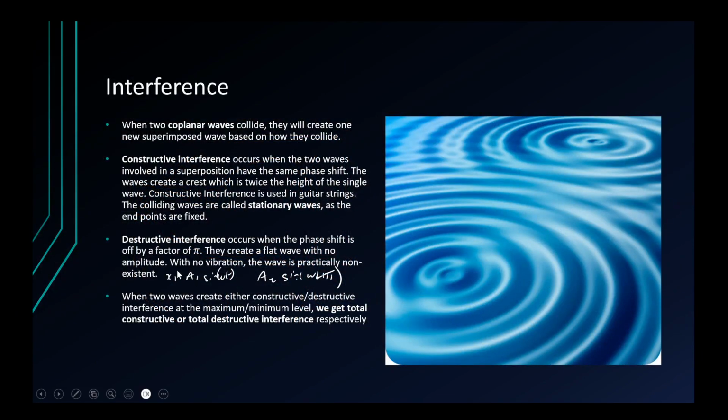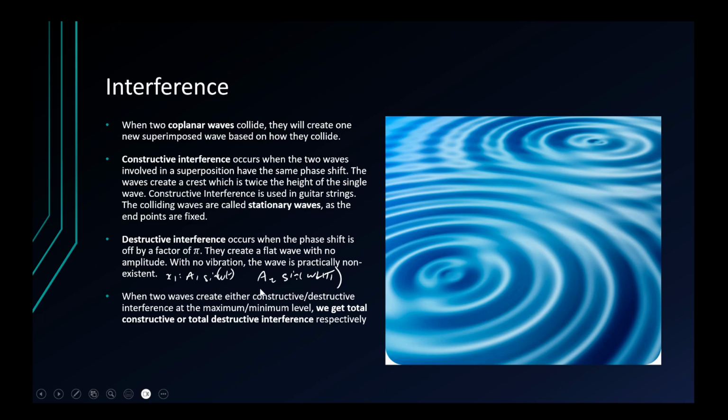is interference. Now, again, I keep forgetting to rub out the annotations I provided the first time, and that's really poorly drawn. So interference occurs when two coplanar waves collide, and they will create one superimposed wave. So superimposition is just combining the two waves to create one. That's all that is. Now, we can get what is known as constructive or destructive interference. Now, constructive interference is when the sum of the amplitudes gets bigger, and we can get what's known as total constructive interference when they're actually in phase with each other. So that means they have the same phase shift.